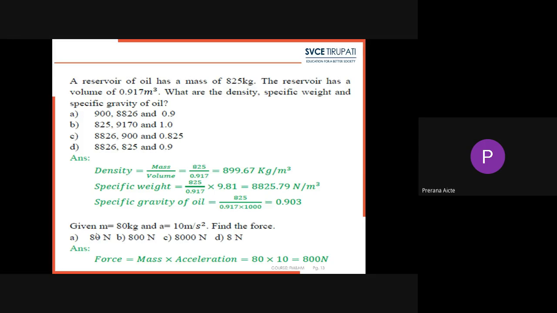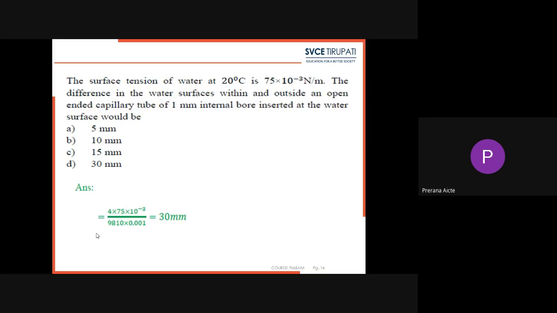Okay. The next problem. Given mass is 80 kgs and acceleration is 10 meter per second square. So using this, we need to find out the force. As we know, the force has the formula mass into acceleration. Force equal to mass into acceleration. So substituting 80 into 10, the force will be 800 newtons.